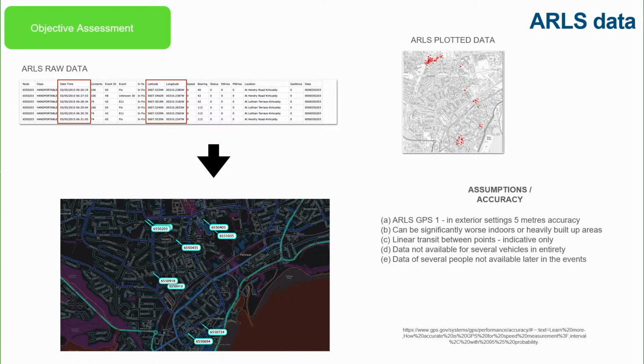Firstly, the ARLS system uses GPS. In an exterior setting, that is up to 5 meters of accuracy. However, that can be significantly worse if the unit is either indoors or in heavily built-up areas. This is due to reflections of the signal, which would cause significant errors going into tens of meters or even higher. We also have to understand that every single time the GPS records a signal, it happens in a millisecond, and that happens either every 5 minutes or every 200 meters that the vehicle travels.